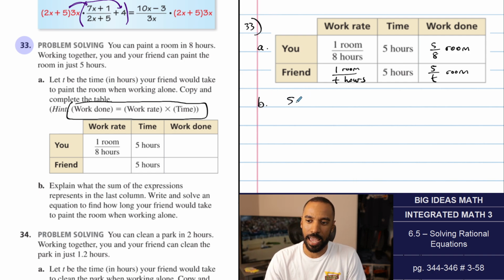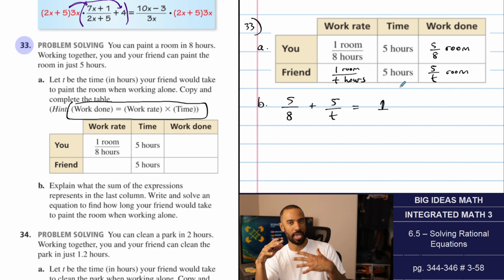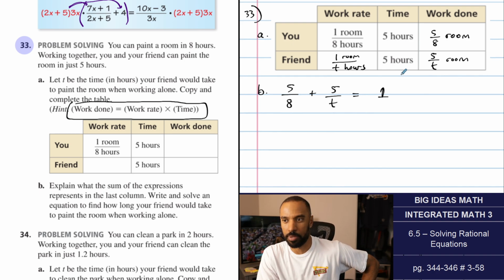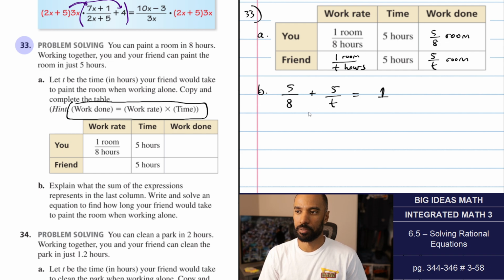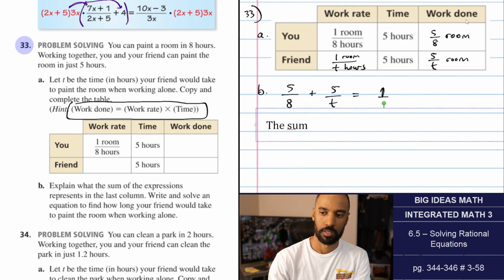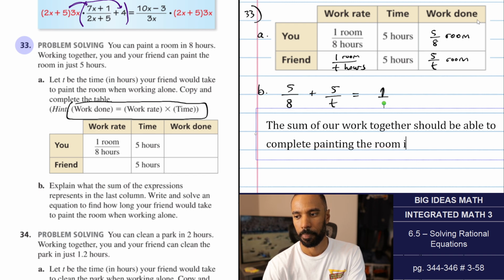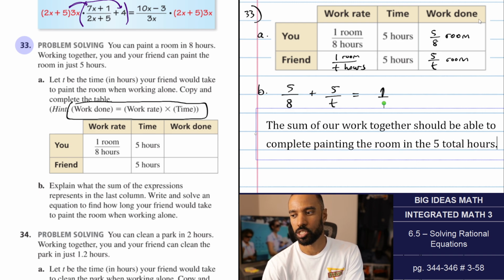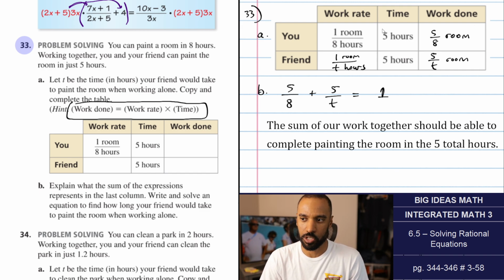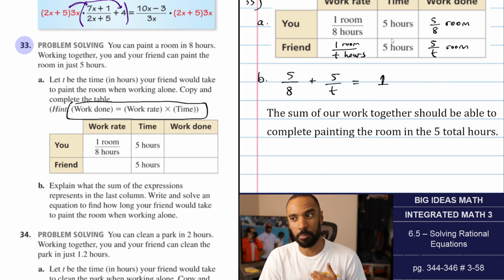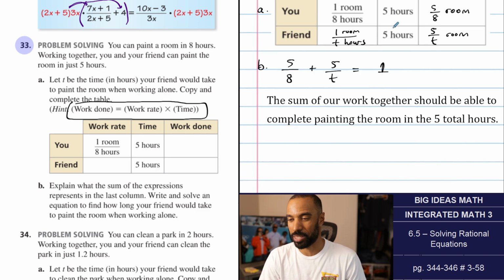But if I, in 5 hours, can cover this much, and your friend in 5 hours can cover this much, and together we can complete a room, then this is the work done. Work done together when we add our things can be 1. So that's what the sum would mean there. The sum of our work together should be able to complete painting the room in the 5 total hours. I guess the reason it looks different from how I normally do this is that normally time is what I try to solve for in the together part, but we actually know that information now. So maybe what they did is accurate.